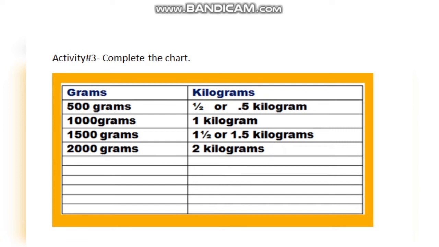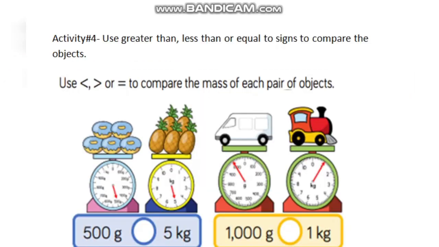So what is next? 2,500 grams, of course, and that is equal to 2.5 kilograms. The next one would be 3,000 grams, which is equal to 3 kilograms. And keep going until you've filled up the chart.